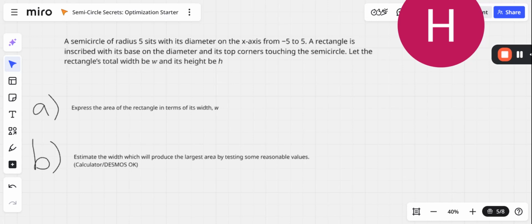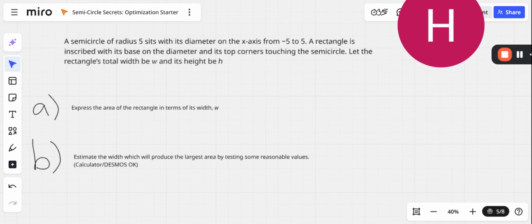So I want you to imagine a semicircle just floating in space. That's it. No calculus yet, just a nice, calm semicircle. Now, inside this semicircle, you get to put a rectangle. Any width you want, as long as it fits inside of the circle. Any height you want, as long as it fits inside the circle. And the circle here has a radius of 5.